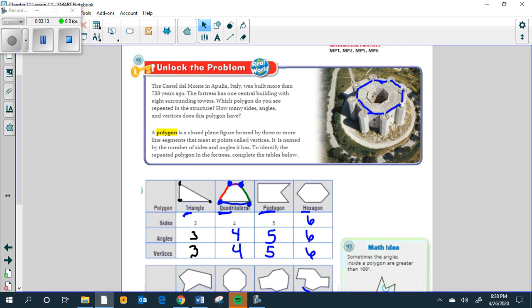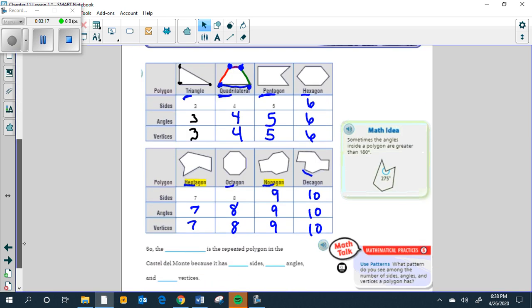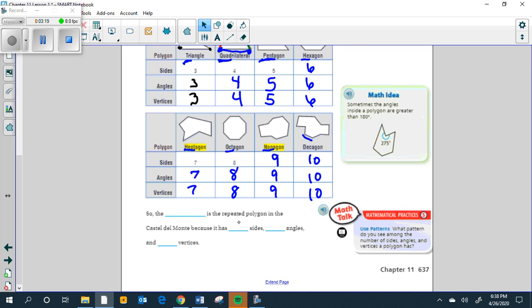How many sides, angles, and vertices do we see there? Well, there are 8 sides, 8 angles, and 8 vertices. So this is an octagon.